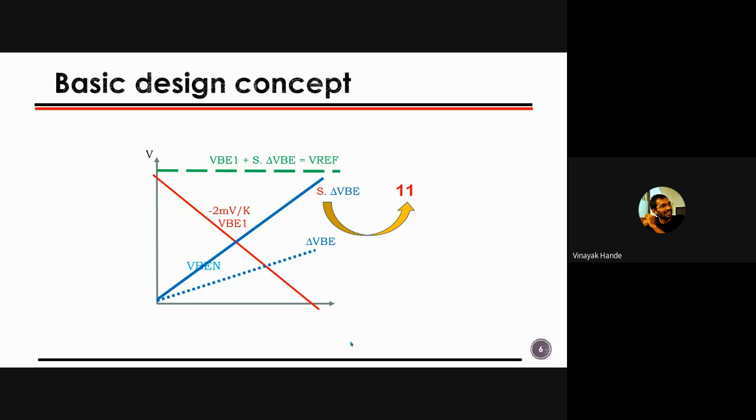Then 11 is not a sacrosanct number. This is just, for example, what we have taken. And N equal to 8 is also not a sacrosanct number. You can have any number for N, considering how much area we have for a BJT, right? So if we add VBE1 and S times delta VBE, then we get a voltage which we are calling V reference, as it is not varying with the temperature at all, right?